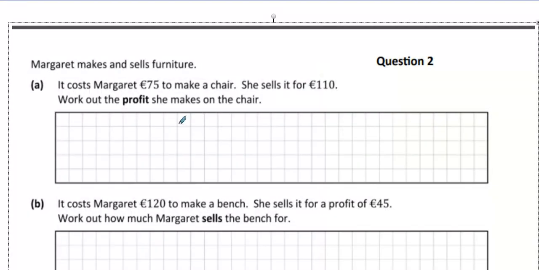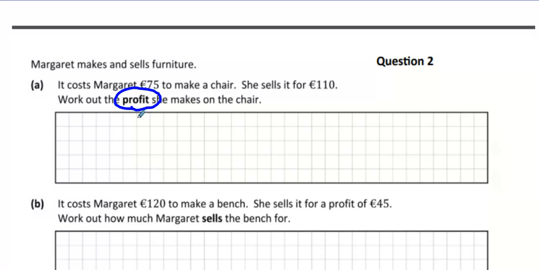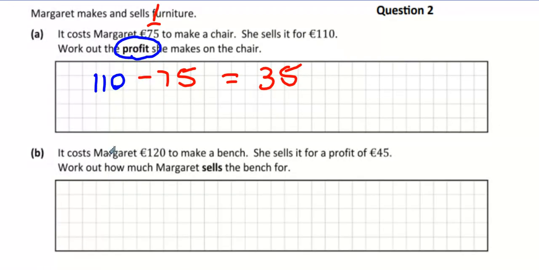And anybody know what the word profit means? Profit. How much extra money did you make? Yeah. So we sold it for 110. Well, how much did we make it for? It cost us 75 to make the chair. We sold it for 110. So what do you get here? 35. And it cost Margaret €120 to make a bench, and she sells it for €45.